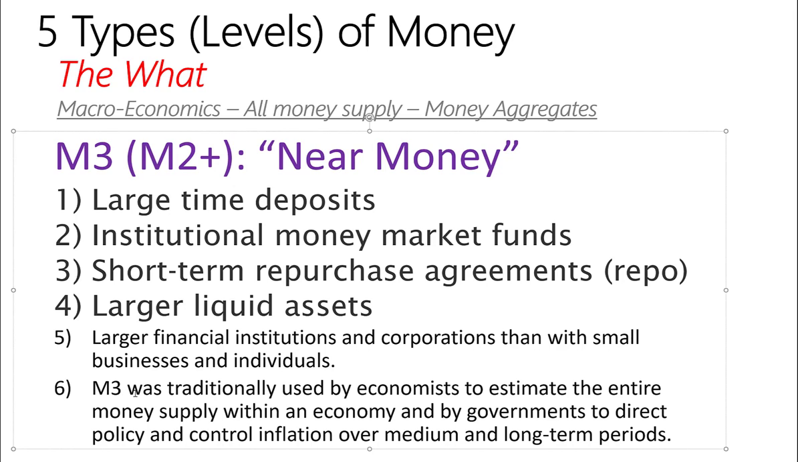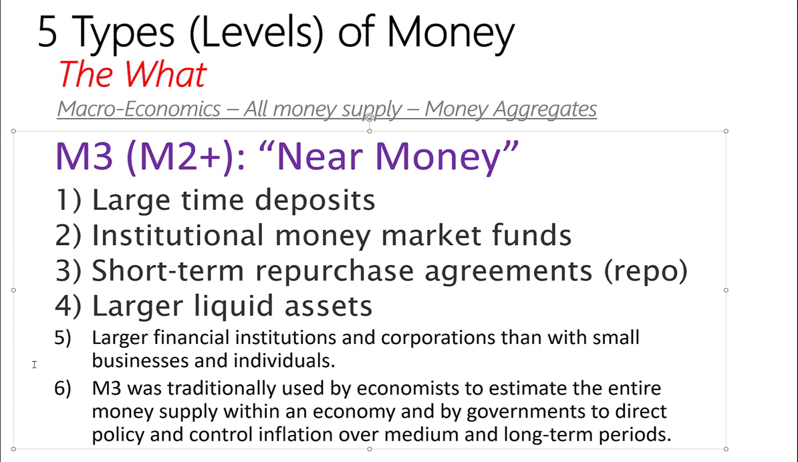M3 was traditionally used by economists to estimate the entire money supply within an economy. It had been done for a long time. And by governments to direct policy and control inflation over medium and long-term periods. They still look at these, even though they don't. If you go to the FRED charts, you'll still find a FRED chart for M1 and M2, because those are the most common ones you'll hear. But you'll know now that there are more than just those two, or there were. And this one they don't even track anymore.